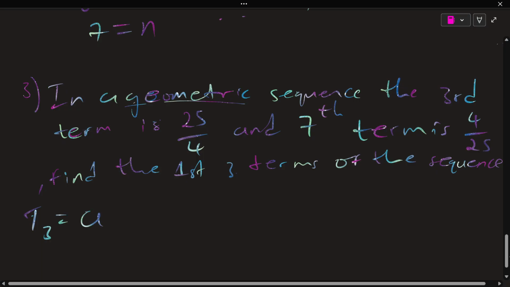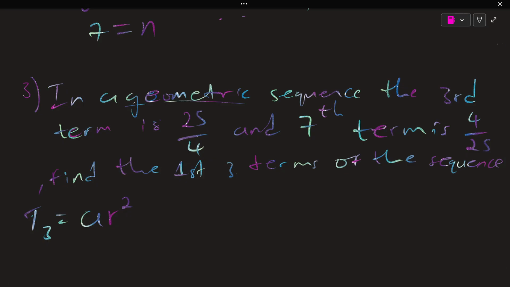Now with that being said, we know that we have this third term, which equals a multiplied by r to the exponent 2. We know that. And we have the seventh term as a multiplied by r to the exponent 6.